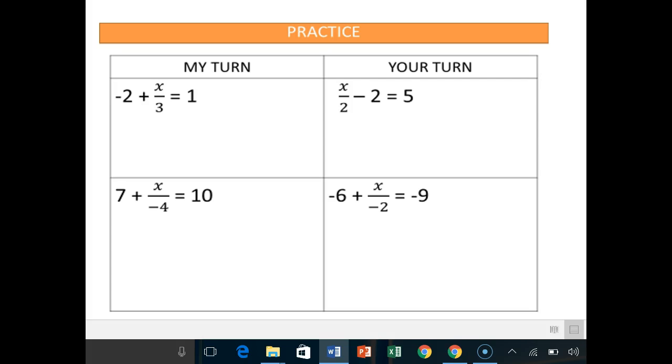Sorry, the video's all over. This one is a little bit difficult. So when we have this coefficient, we know that this means multiplication, so we need to divide, right?